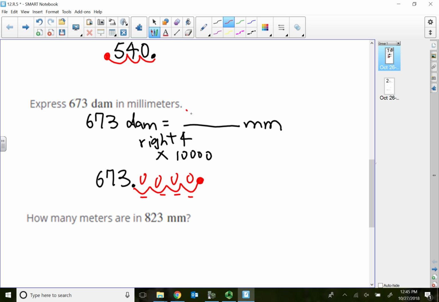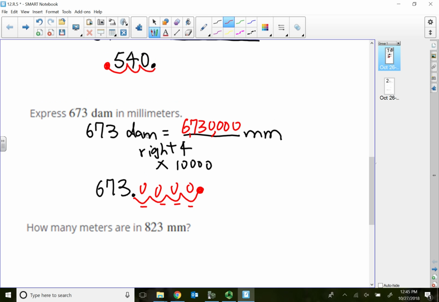My answer, 673 with 4 zeros behind it. So that will actually be 6,730,000 millimeters. Kind of makes sense. Deca is larger than milli. So go from large to small. I need a big number. I need a large number to represent I'm coming from a larger unit.